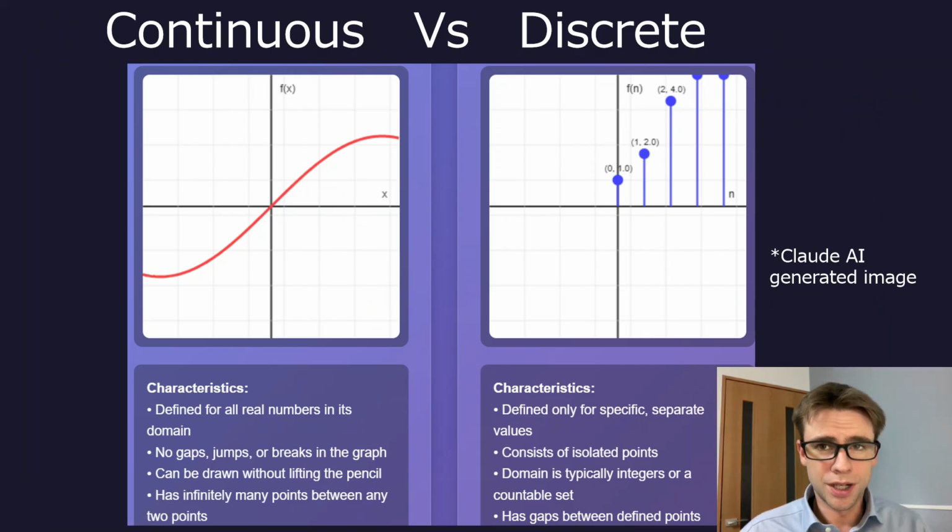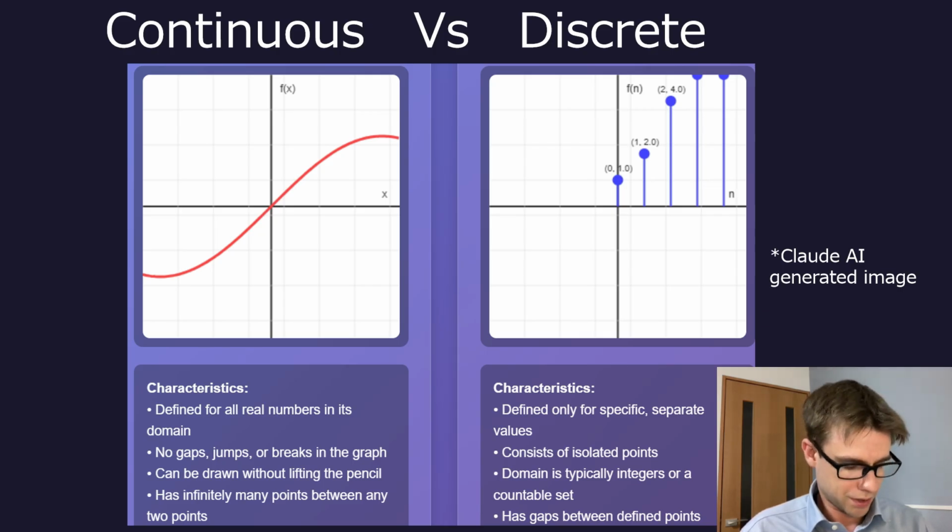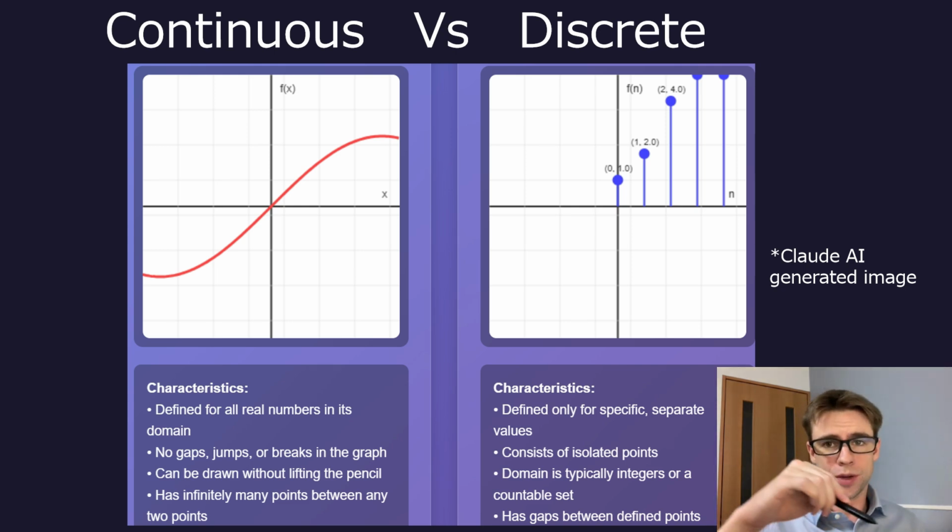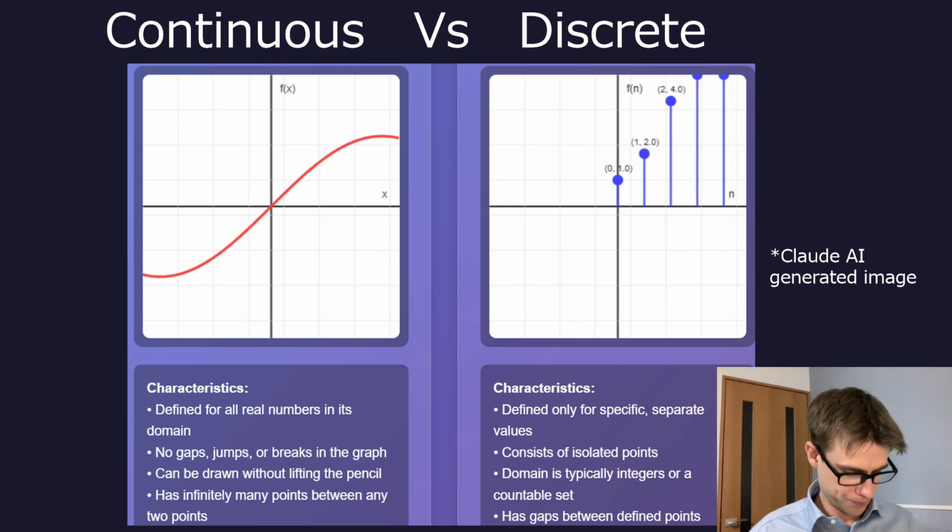Okay, just before we move on, I want to make sure we understand the difference between continuous and discrete in a mathematical or scientific sense. So specifically talking about mathematical functions, continuous on the left here, you can see it's a nice smooth curve. So this is defined for all real numbers in its domain. There's no gaps, no jumps, no breaks in the graph. You could draw that shape without lifting your pencil off the page.